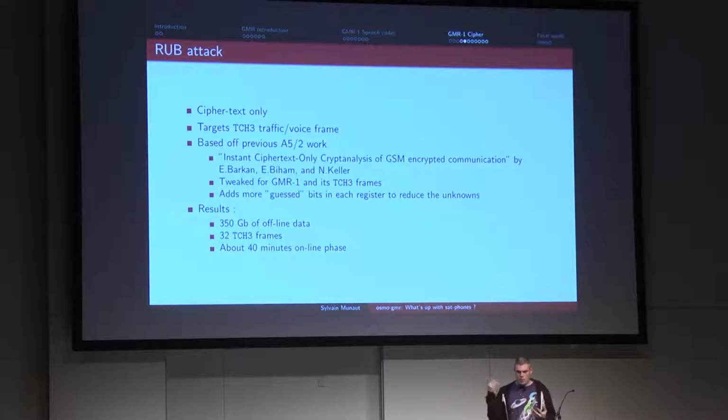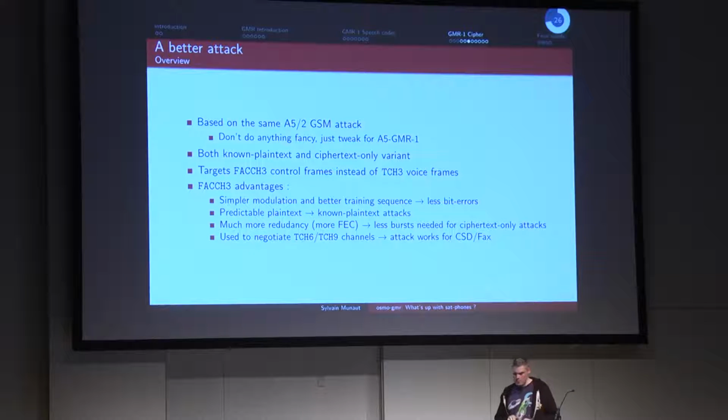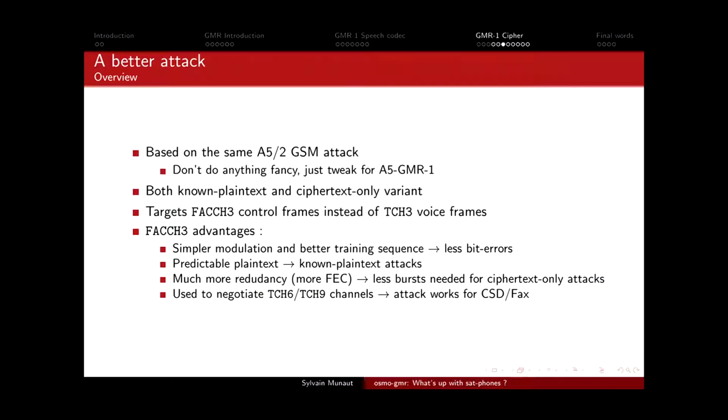And in the RUB paper, they published their result, and basically with 350 gigabytes of pre-computed data, using 32 TCH3 frames, they managed to recover the key in something like 40 minutes, which is not bad, definitely, and it works. But the original attack is named instant. 40 minutes isn't instant, to me at least. So we started looking for a better attack. Now, we started off the same paper, essentially, because it's kind of the state of the art for A5/2 attacks.